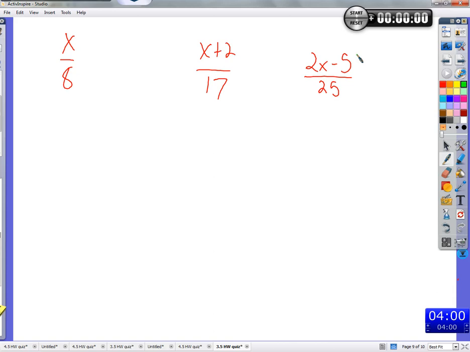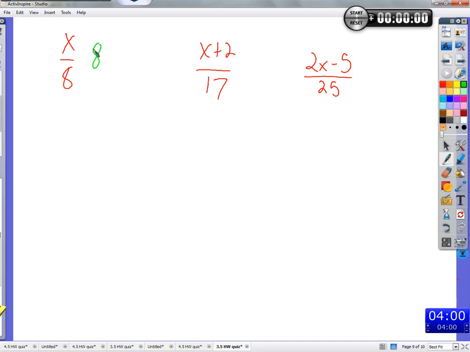Terribly new idea. It's kind of an old idea. So before we move on to 3.6 and start to make these one more layer of complexity, we ask you some questions about these fractions. What happens if I multiply this fraction by 8? What's left if I multiply this fraction by 8?